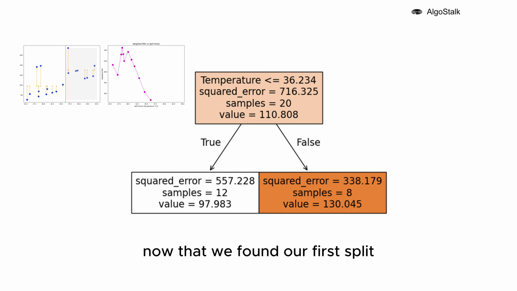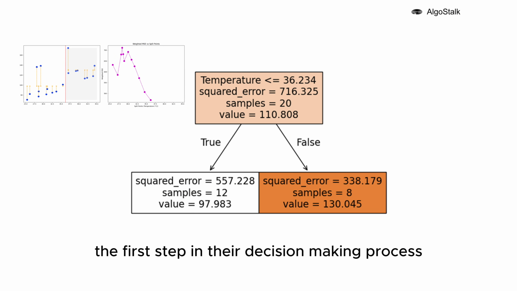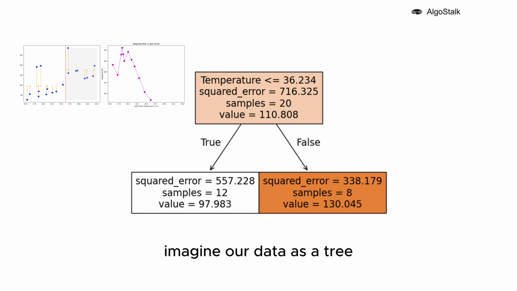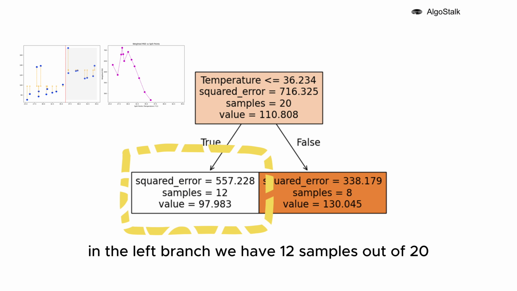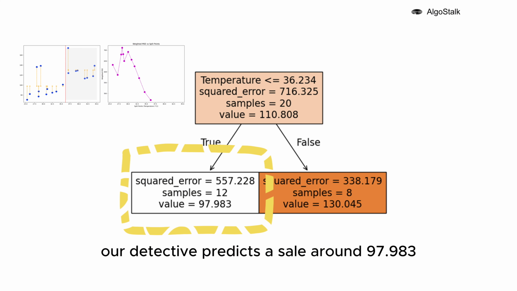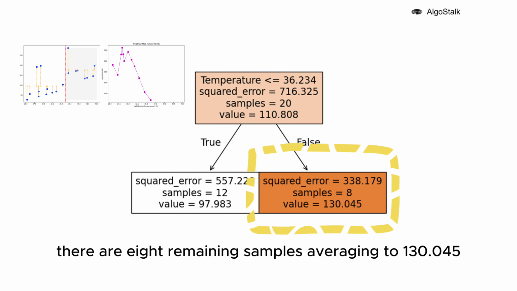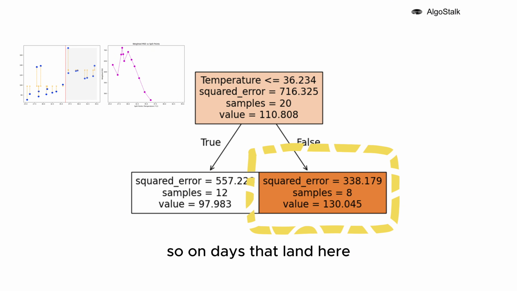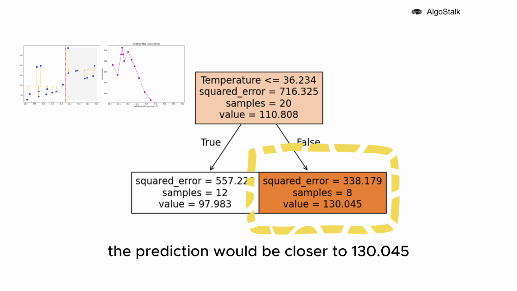Now that we've found our first split, our detective is ready to show us the first step in their decision-making process. Imagine our data as a tree split right down the middle based on the chosen temperature point. In the left branch, we have 12 samples out of 20 with an average value of 97.983. This means that if a day falls on this side of the split, our detective predicts a sale around 97.983. In the right branch, there are 8 remaining samples, averaging 130.045. So, on days that land here, the prediction would be closer to 130.045 based on the temperature.